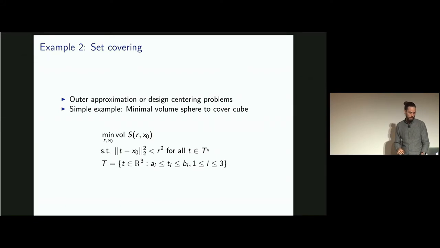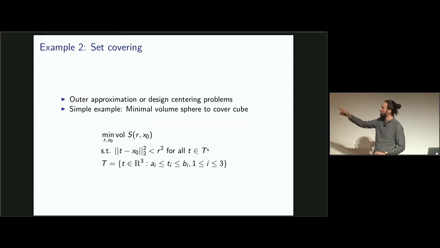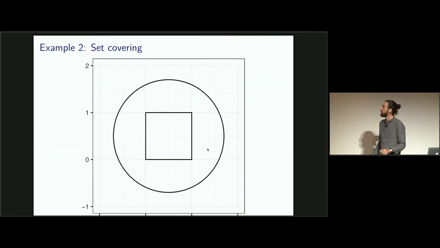Example number two is set covering. I've written the mathematics up there, but essentially take some hypersphere in a space of, I set it to be 3, dimensions. Take some sphere with radius r and center x naught, and you want to find the sphere which has the minimum volume for those two parameters such that it completely covers a square that runs from a_i to b_i. I didn't put actual coefficients in, but essentially you want to shrink that circle so that it completely covers the square all the time, no matter what, to give the minimum volume.